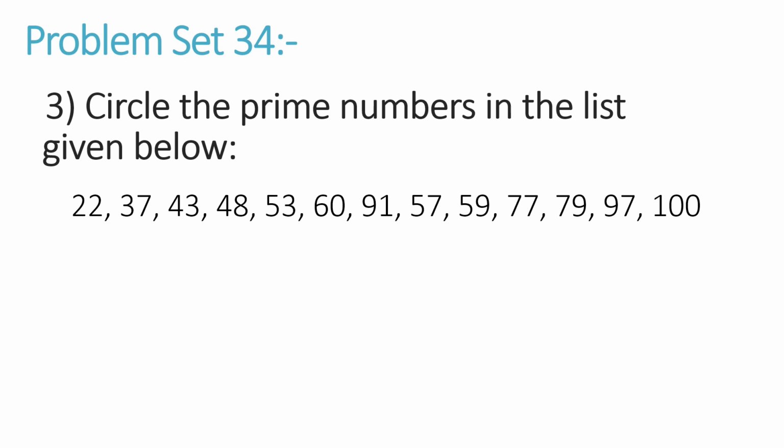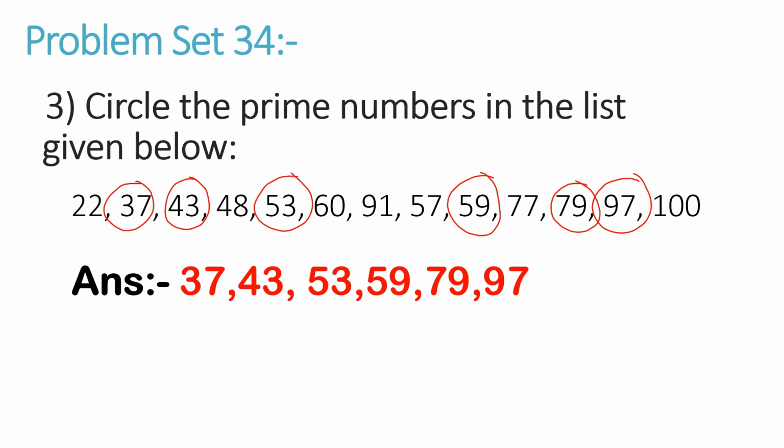Problem set 34. Circle the prime numbers in the list given below. Now the numbers are given to you all, boys. From that, you have to circle the prime numbers. Now 22 is not a prime number. 37 is a prime number. Then 43, 53, 59, 79 and 97 are prime numbers. Okay. So these are the numbers which have only two factors, 1 and the number itself. That's why they are called prime numbers.